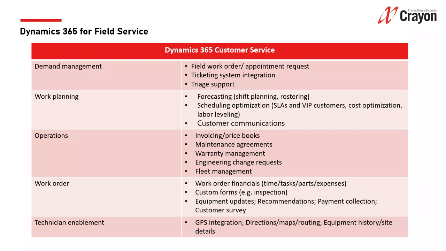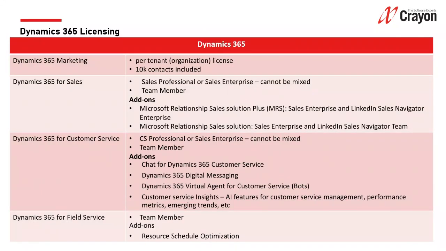We are going to have a look at how these plans will be licensed at Microsoft. So basically, all Dynamics 365 licenses are licensed, obviously, per user or per device, except Dynamics 365 Marketing, which is licensed per tenant, and one license offers 10K contacts included. Yeah, so you can manage 10K contacts during your marketing campaign, follow-up and reports and so on.